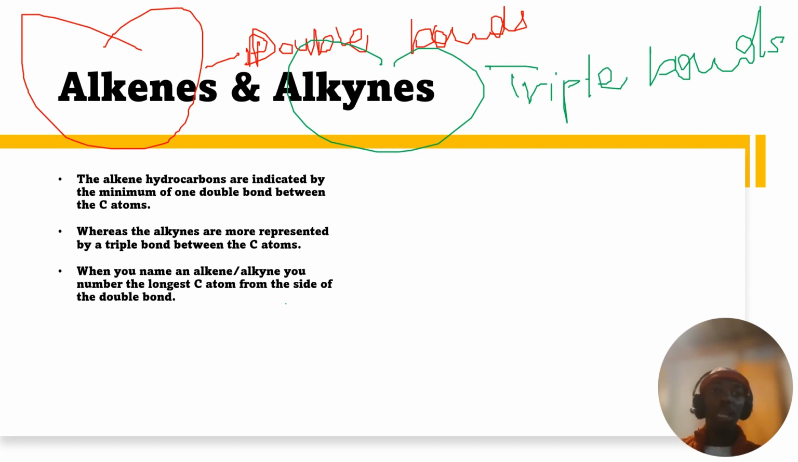And then it says when you name an alkene or alkyne, you number the longest C chain from the side of the double bond. So when you name these types of compounds, you start counting from the side that is closest to the double bond. Right. So let's make an example.